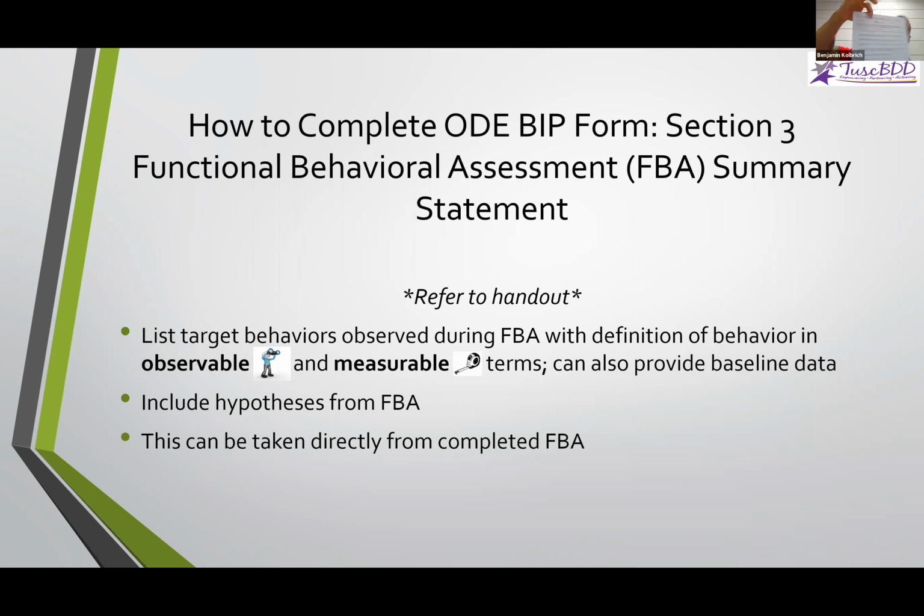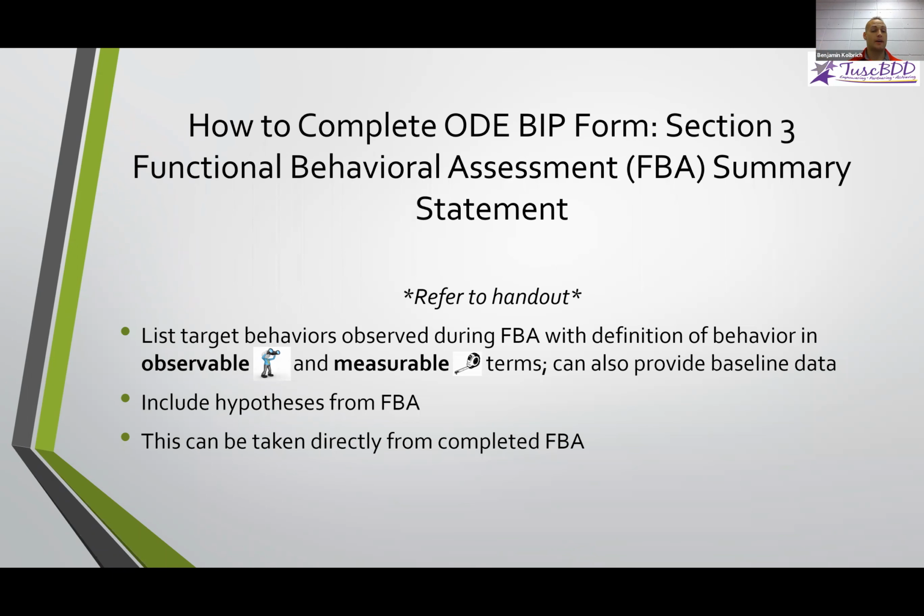So this form here, you'll see at the top it says OP-1 functional behavior assessment, and under the first section where it says behavior of concern, okay, that information there you're going to be pulling and putting into this section under summary. What the goal, what the behaviors are, how they're defined, and then you put in baseline data.